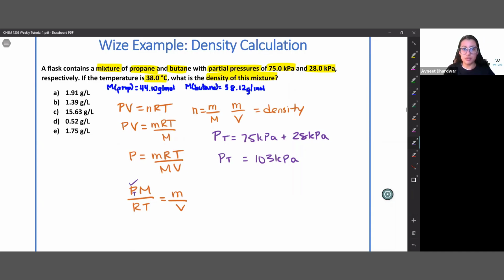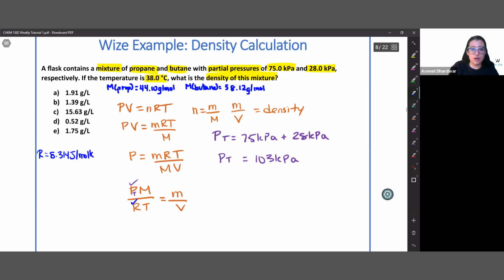Okay, so now I've solved for my total pressure of my mixture. I've rearranged to solve for density, so that's good. R, what value of R do you think I should use? Think about that. The R we can use is either 8.314 or 0.082. We said we want to use that 8.314 value whenever the pressure has units of kilopascals. So here you want to use R is equal to 8.314.